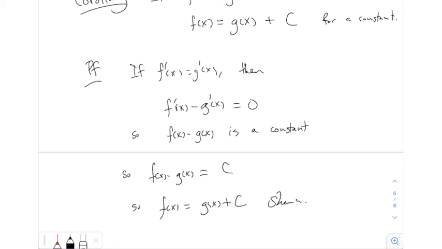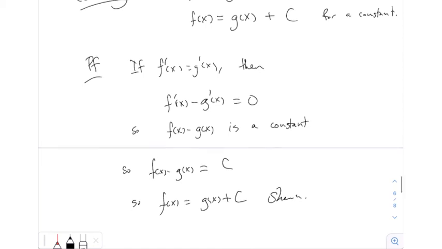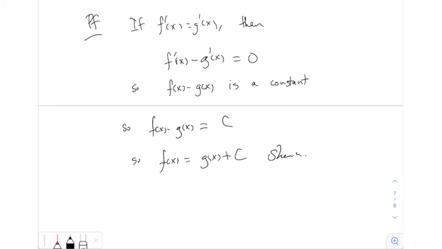If 2 functions have the same derivative, then they are equal to each other, except for plus a constant. This is true, by the way, only for differentiable functions. There are some weird examples where the function is not differentiable, where this is not quite true. I'm talking about differentiable functions. These are all the fun facts that I had concerning the mean value theorem.